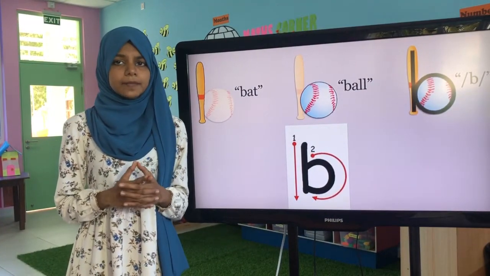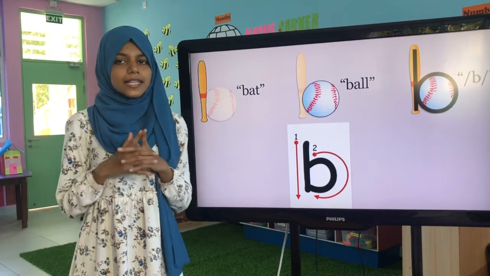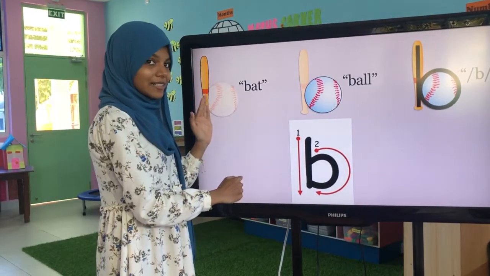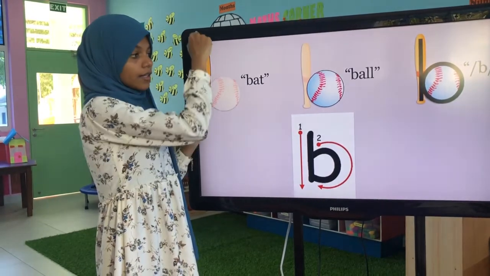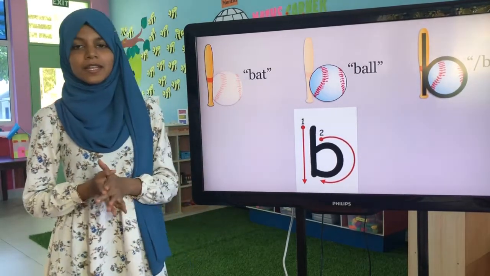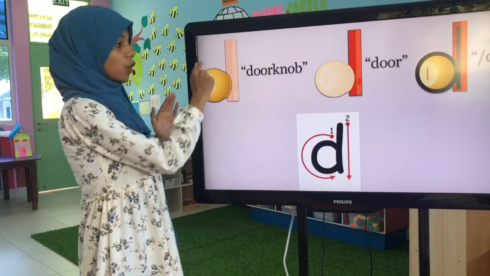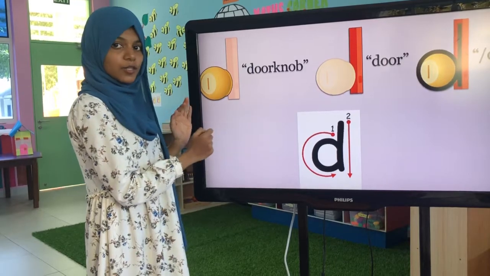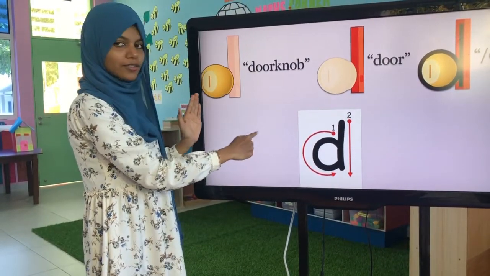Can you write the letter B and D in air? How do you do it? Let's write letter B first. First, the bat and then the ball. Let's do it again. The bat and the ball. Awesome. Now write the letter D. First, the doorknob and then the door. Let's do it again. The doorknob and the door. Excellent.